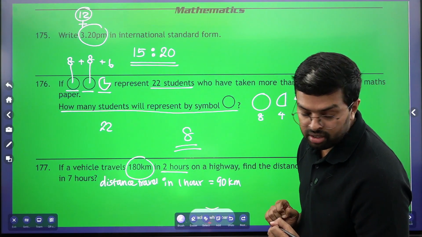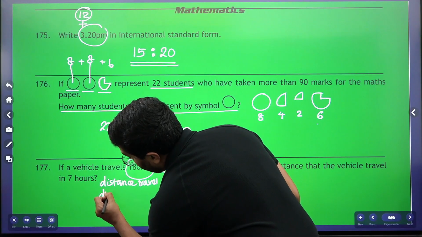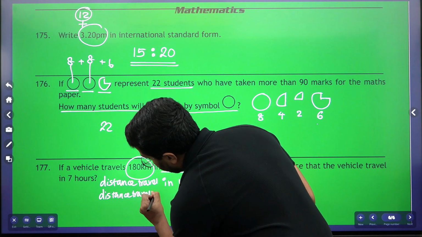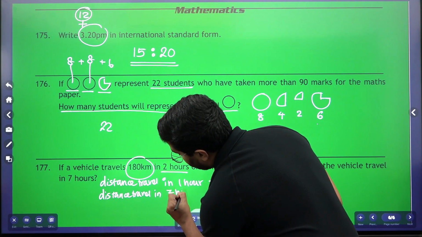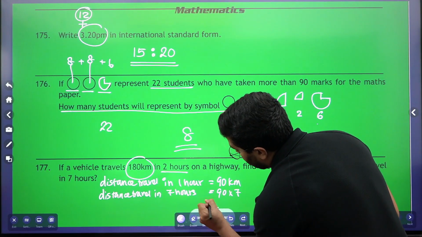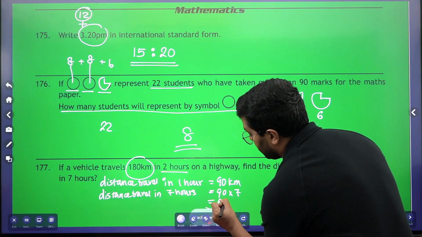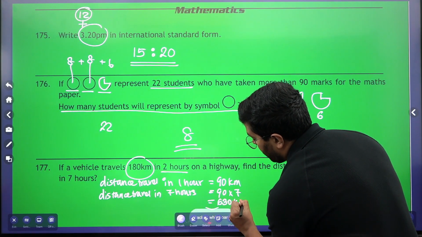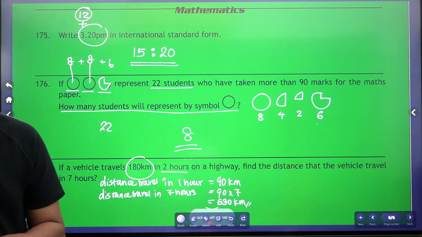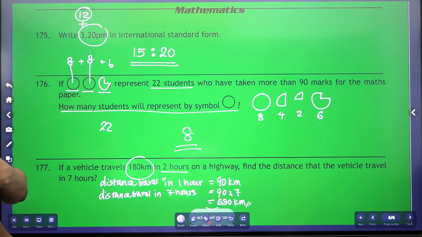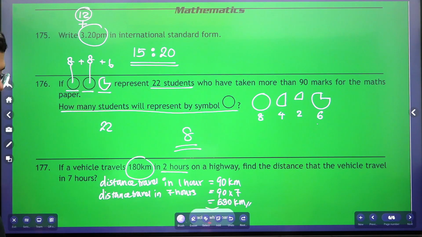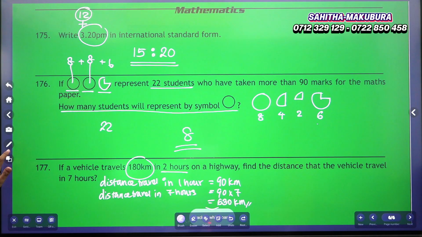So how to get the answer? Distance traveled in 7 hours equals 90 times 7. Yes, 90 times 7 equals 630 kilometers. Hope I'm correct. So the distance traveled in 7 hours will be equal to 630 kilometers. Okay? Right, let's move on.